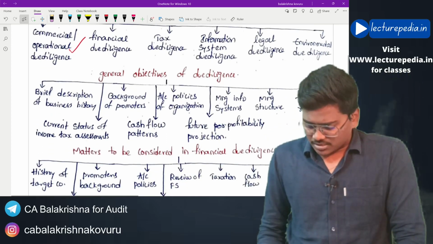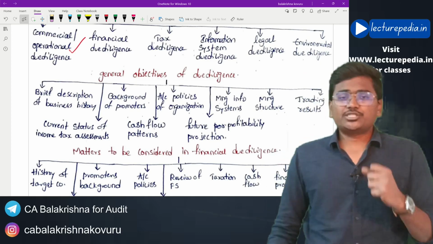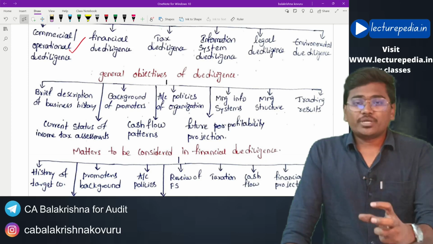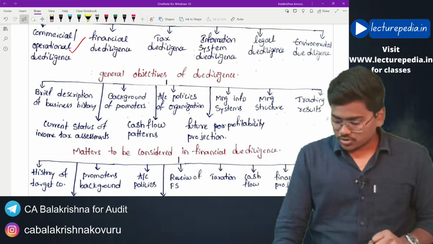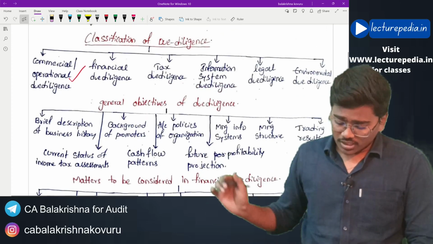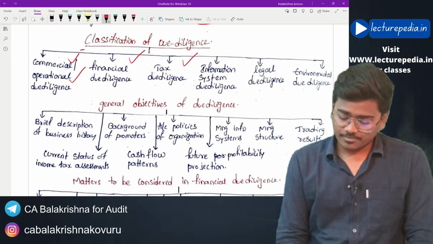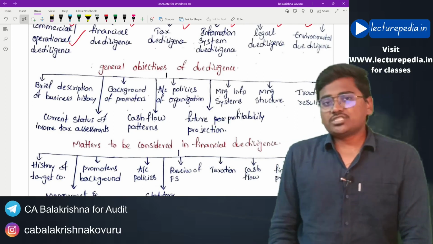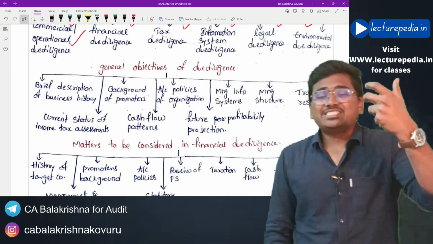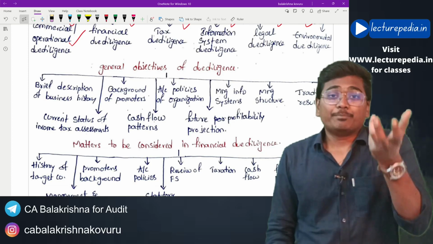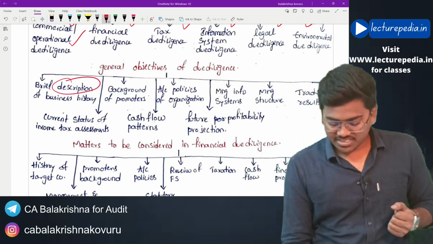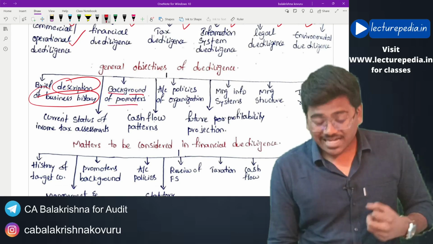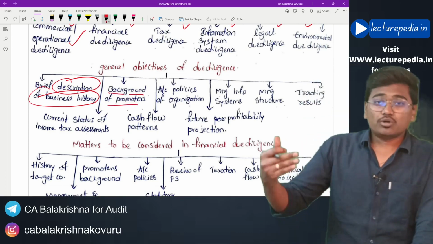Now, there are certain general objectives that will be achieved while performing this due diligence. What are those general objectives? In all these types of due diligence, the general objectives will be the following. First of all, to determine a brief description and brief history of the business of the company, and then the background of promoters. What is the background of promoters?